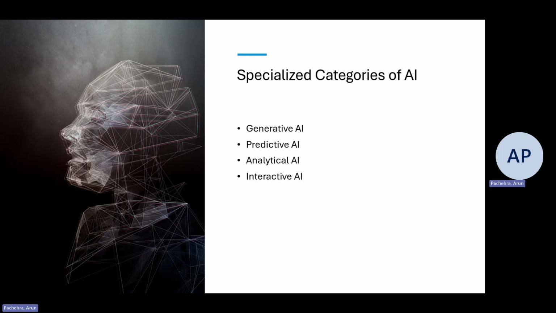And healthcare for disease outbreak predictions, like you can predict, with the age, height, weight, and the behavior of a person, lifestyle of a person, whether this person is going to be diabetic or not. Then we have analytical AI, which combines the capabilities of both reactive and limited memory AI to utilize vast amounts of data for deep analysis and decision making.